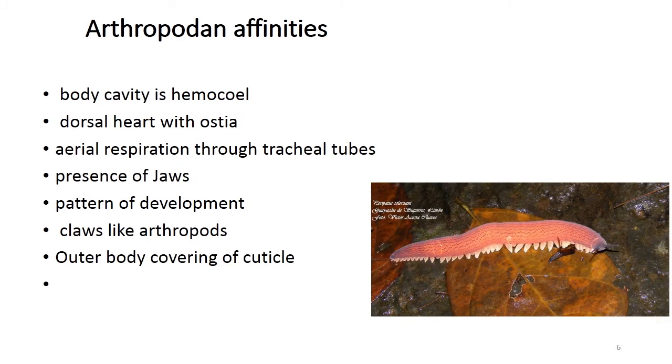Arthropodan affinities: body cavity is hemocoel, dorsal heart with ostia, aerial respiration through tracheal tubes, presence of jaws, presence of antenna, pattern of development, and claws. Claws are a characteristic feature of arthropods. Outer body covering of cuticle, and this again is a characteristic feature of arthropods.